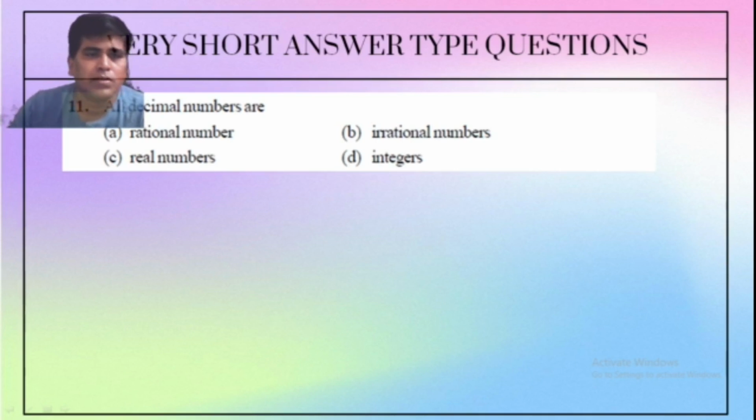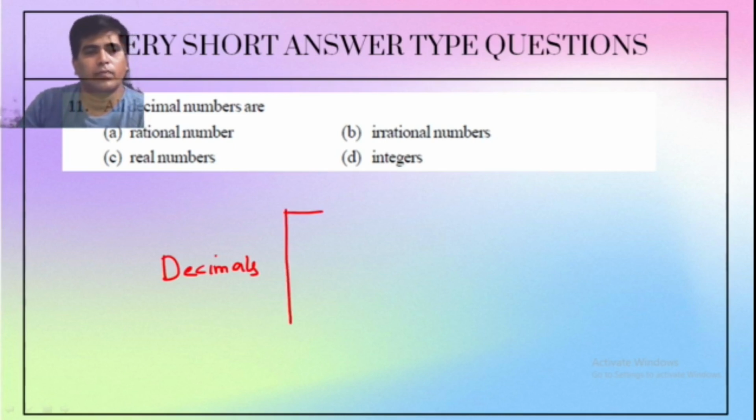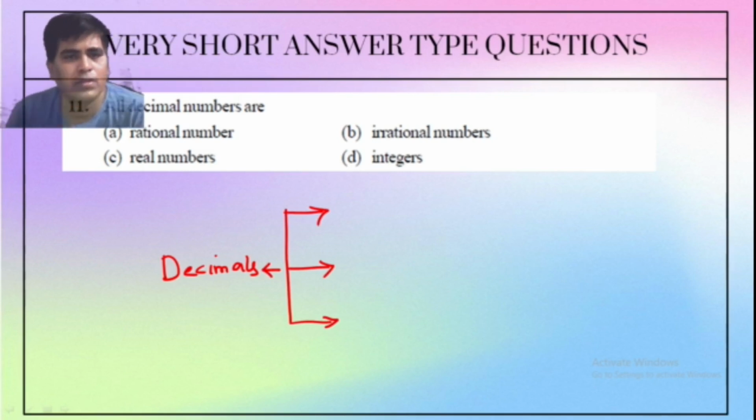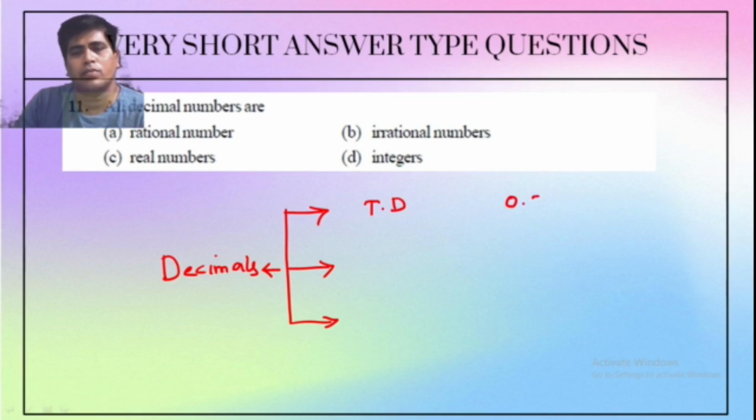All decimal numbers are rationals, irrational numbers, real numbers, or integers? First of all, decimal numbers. All the decimal numbers we can divide into 3 ways. So what are the types of decimals we have? One is terminating decimals. Terminating decimals, for example, 0.5.